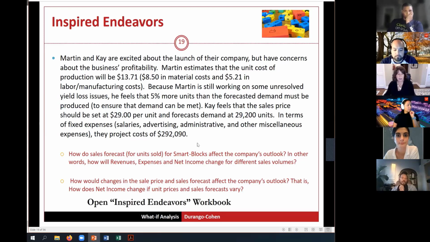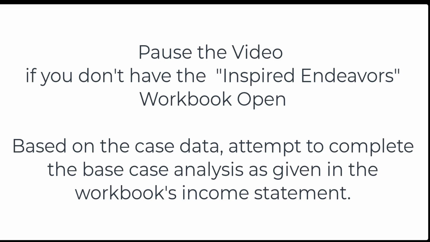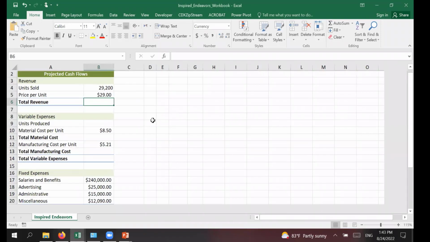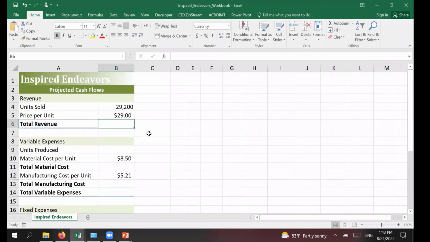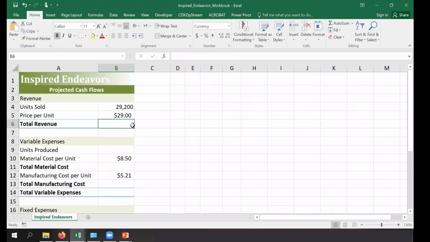So what we're going to do now is open the Inspired Endeavors workbook. Please feel welcome to pause the video if you don't have the workbook open. So here we have the Inspired Endeavors workbook. This workbook contains all of the data that was given in the case, and we're going to do the base case analysis. Let's start with the total revenue. That's going to be equal to the units sold times the price per unit. That's given in B4 times B5.